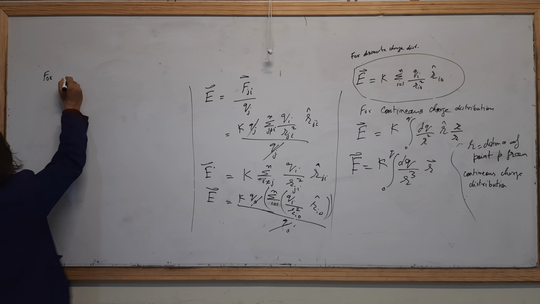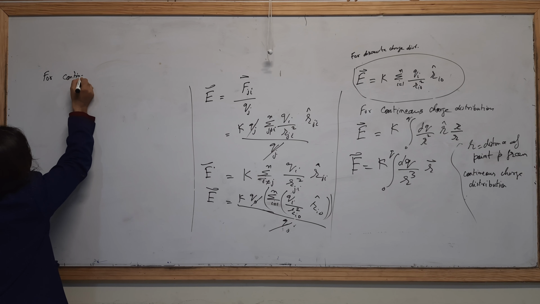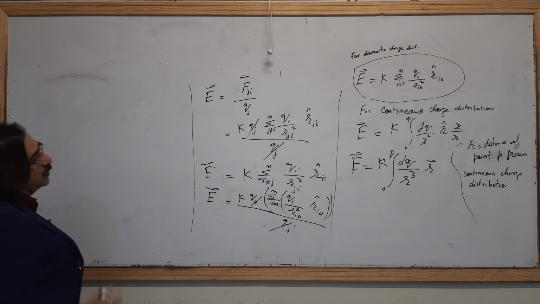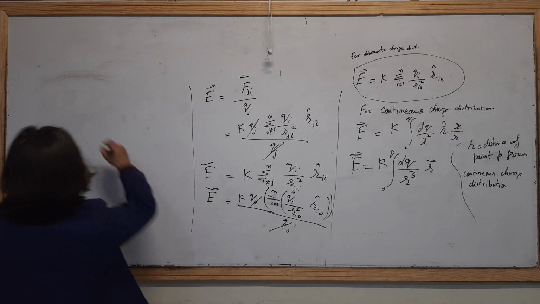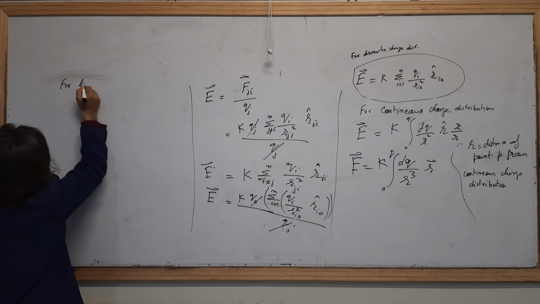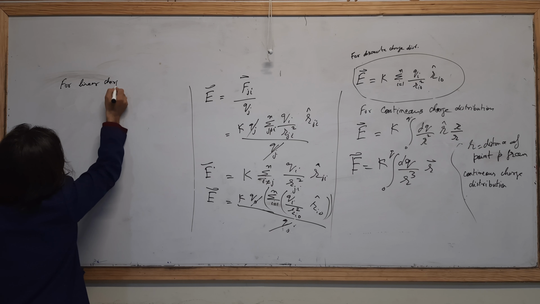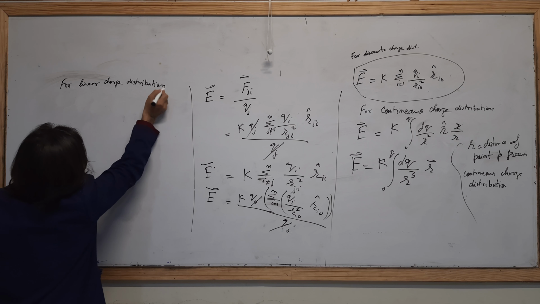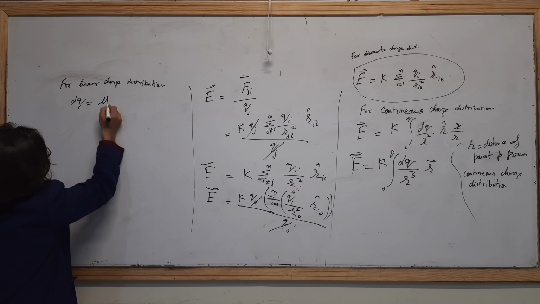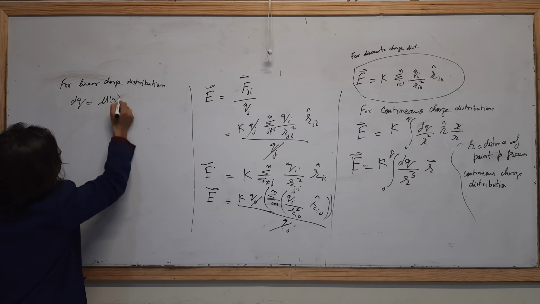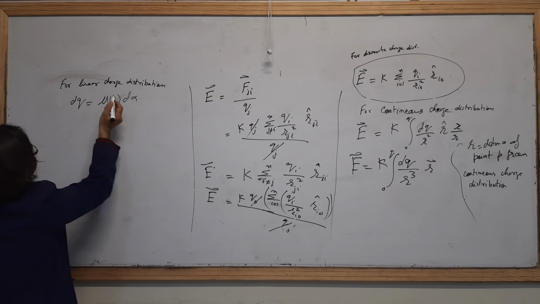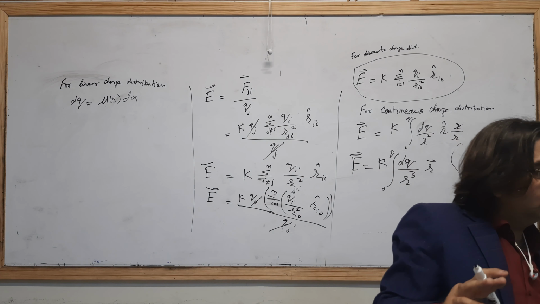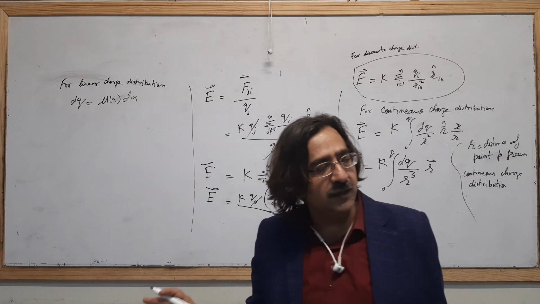For continuous charge distribution, for linear charge distribution, dq is equal to mu alpha d alpha. Mu, I have already explained in the Coulomb law. What is the meaning of mu? It is the linear charge distribution. I have already explained it in the Coulomb law.